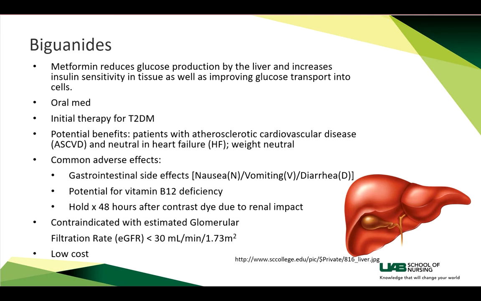Metformin is currently the gold standard for treatment of type 2 diabetes. It acts to reduce glucose production by the liver, it increases insulin sensitivity in the tissue, and it improves glucose transport into cells. It is an oral medication. Again, it's a gold standard initial treatment for type 2 diabetes along with diet and exercise regimens.